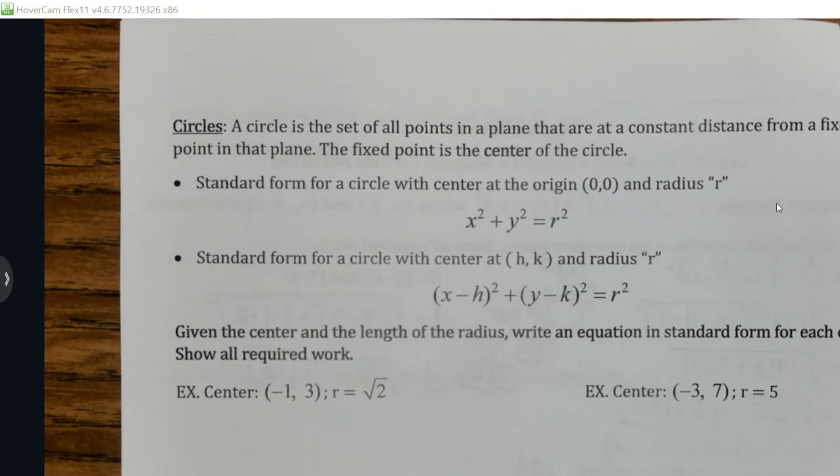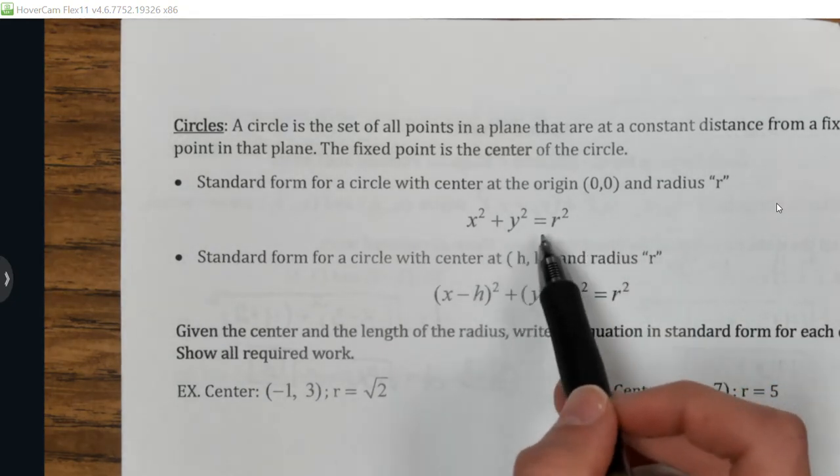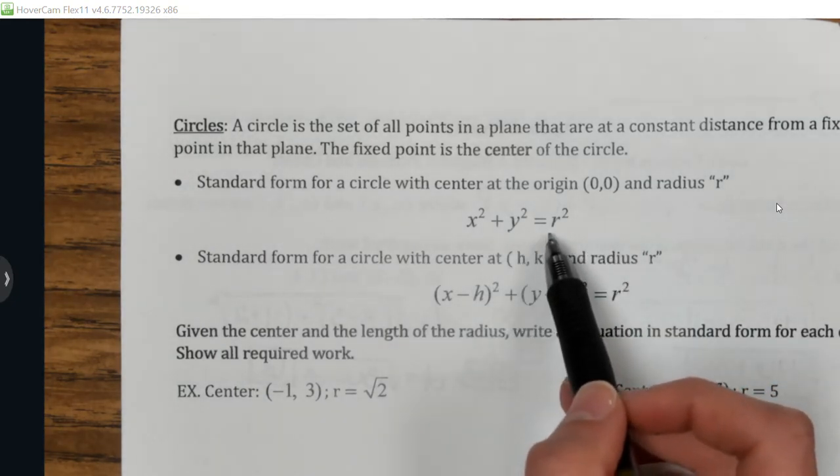Okay, circles. A circle is a set of all points in a plane that are at a constant distance from a fixed point, which is called your center. Okay? And that distance from the center to the outside of the circle is called your what? Radius. Yes. So, standard form for a circle whose center is at the origin is just x squared plus y squared equals r squared. Okay? Where your radius is your r.